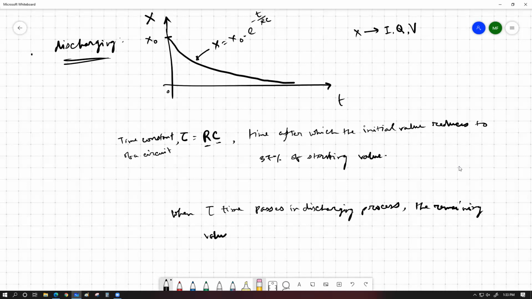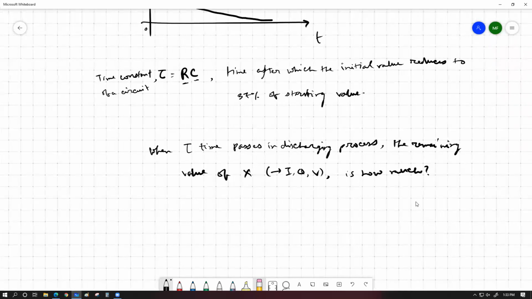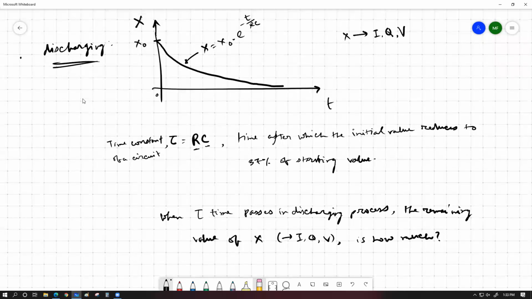value of x, which in this case could mean I or Q or V, is how much? Actually, I could not construct that question very well. I should have started from the how much part, but anyway, what I'm trying to show you is that, let's say we are starting to discharge a certain capacitor circuit through a certain resistor. Maybe let's say we have a capacitor that is charged to 10 volts, positive plate, negative plate, and then we have a certain resistor over here. Let's say that resistor is R. The capacitor has a capacitance of C. We can assign values to all of these, and then we can go down.